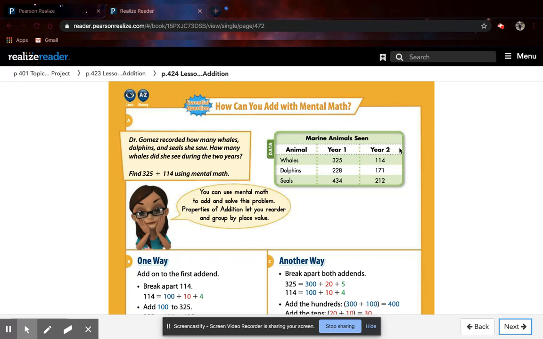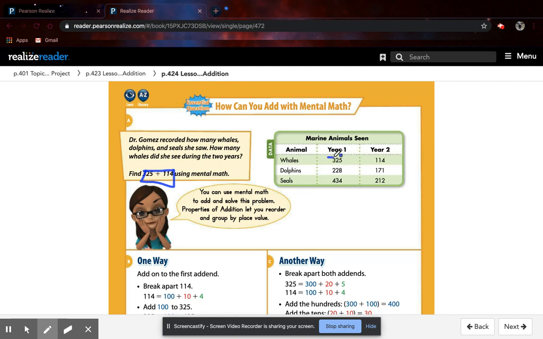Okay, the essential question, if you have flipped your page to page 424, is how can you add with mental math? So it says Dr. Gomez recorded how many whales, dolphins, and seals she saw. How many whales did she see during the 2 years? So it tells us the equation that we need to find. It says find 325 plus 114 using mental math.